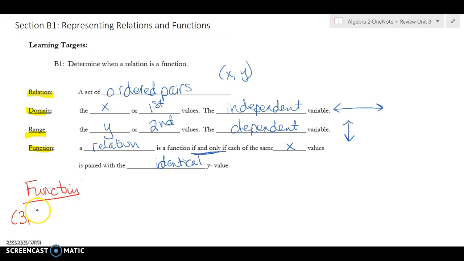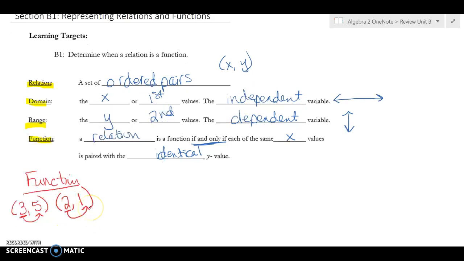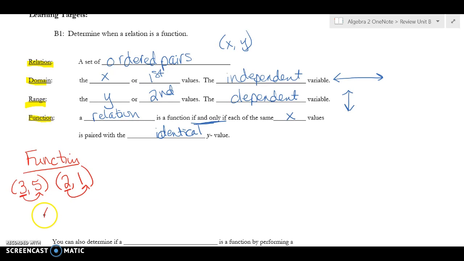So I have these ordered pairs, and what happens is 3 always goes to the party on 5th Street, right? And 2 always goes to the party on 1st Street. And then maybe there's 4. He also likes to go to the one on 5th Street, which is fine. And then I also have a 6. Maybe it goes to -5. If you notice, I have all these different x values. So when you have different x values, it's automatically a function.